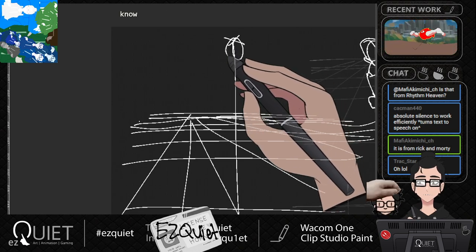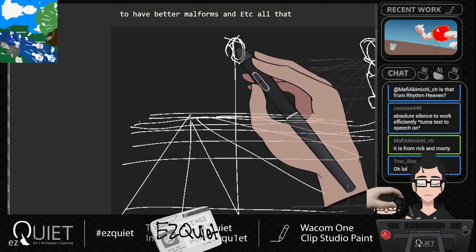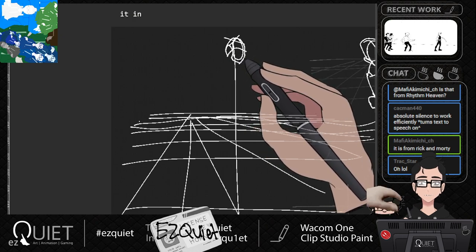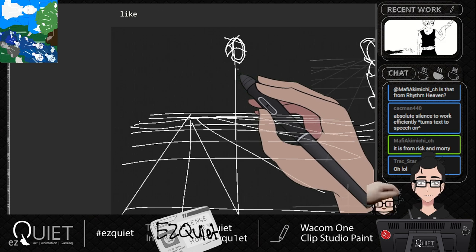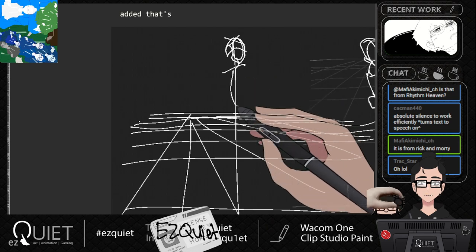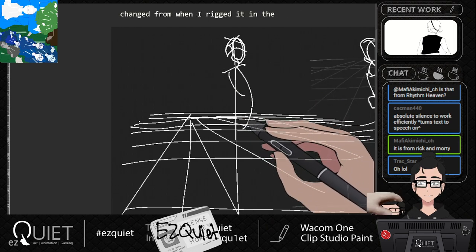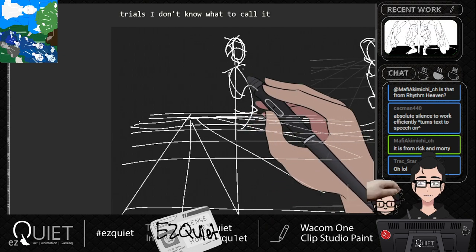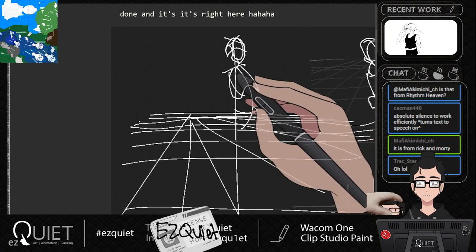Because my model isn't as good. I need to re-rig my model to have better mouth forms and etc. All that cool stuff is just not added in because I'm too lazy to add it in. But one day I'll add it in and then it'll be a little bit more interesting to look at my face. Because right now, all I have is mouth opens, mouth closes. That's all I've added. This model has not changed from my first rigging trials. This is the first attempt at rigging I've ever done, and it's right here. But it's crazy, right?